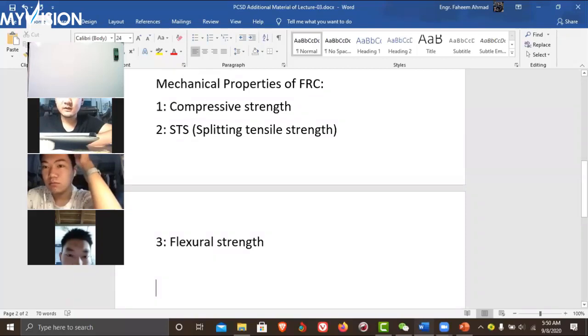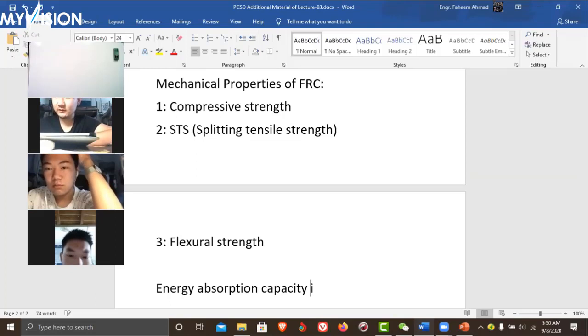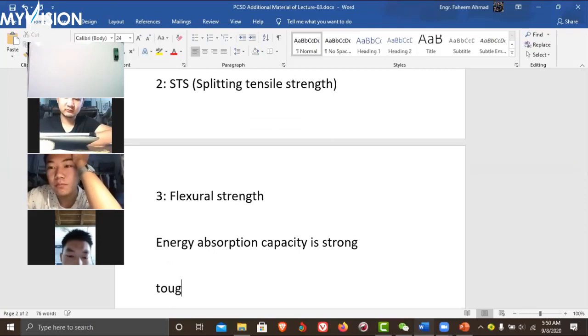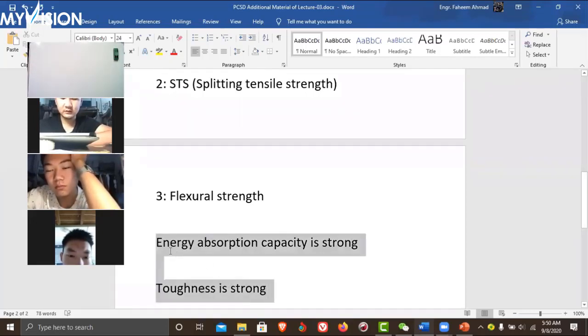One more thing, why we prefer fiber reinforced concrete, because of two things: its energy absorption capacity is strong and its toughness is strong. These two things are stronger in FRC, that's why we prefer to use fiber reinforced concrete.